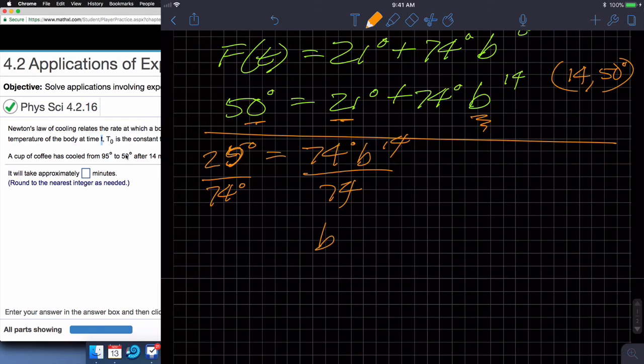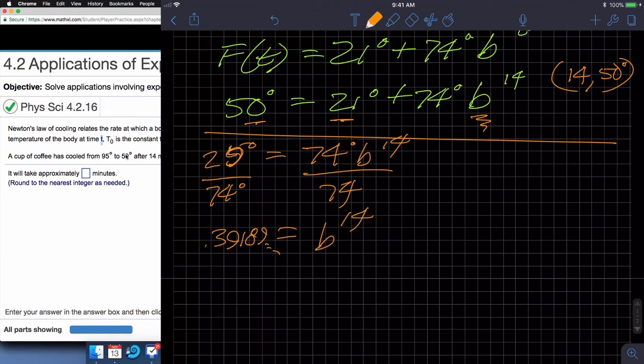b to the 14th equals, and have some patience with me, sorry. I'm using my phone instead of a real calculator. It's kind of a pain in the butt. I know you guys probably don't care, but I find it to be kind of a pain. So 0.39189 dot, dot, dot.